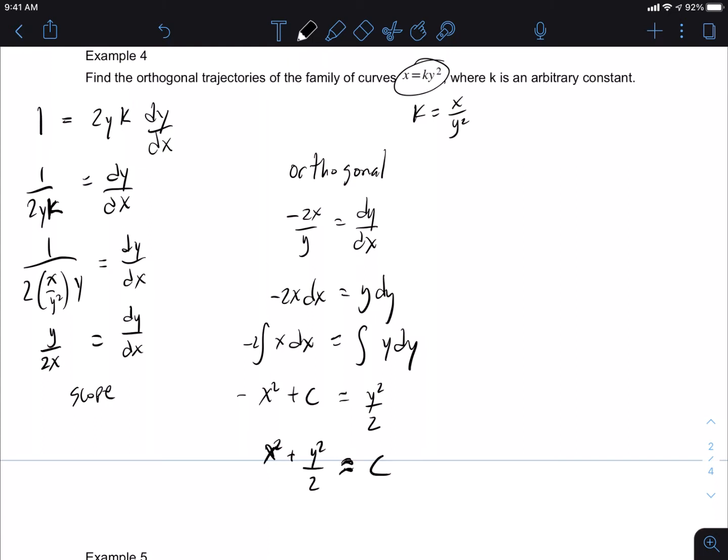The blue, I'm sorry, is the original function that was given. And the ellipses that are created are orthogonal to the blue. So this was the x equals ky squared, and the ellipse is what creates orthogonals to every curve of the original function. So the family of ellipses is going to be orthogonal to the family of x equals ky squared parabolas. Isn't that crazy?